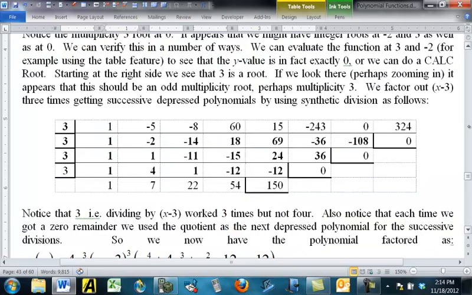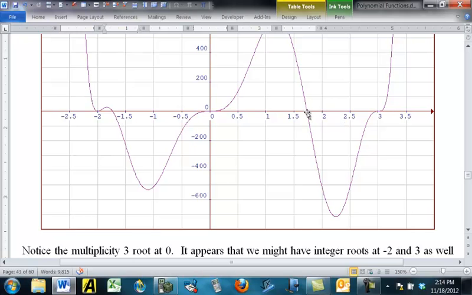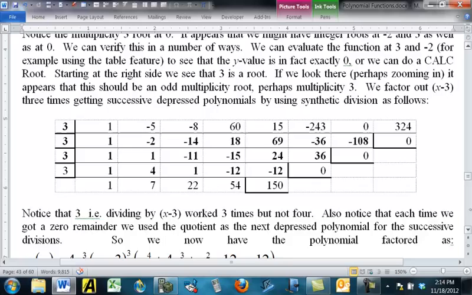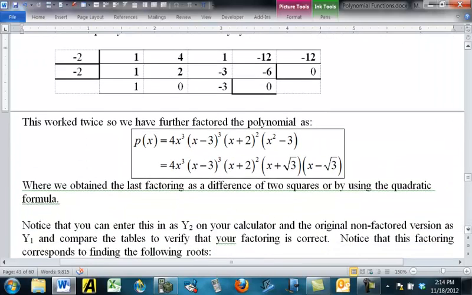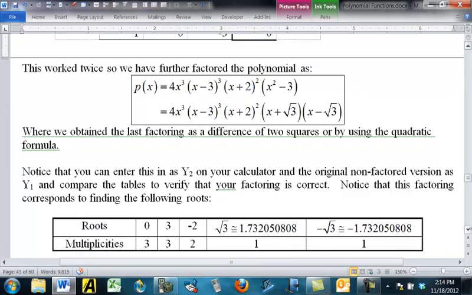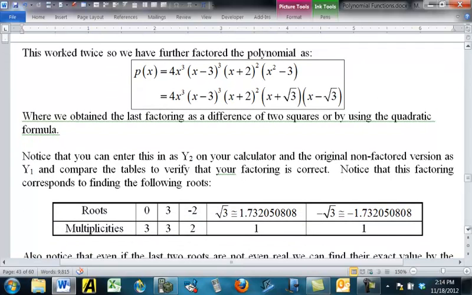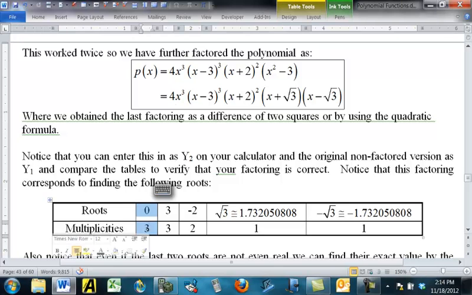So this one right here is square root of 3, and this one over here is minus square root of 3. And they're simple roots, multiplicity 1 roots. And so we have it factored. Okay, and so we can check that out. The factoring corresponds to the roots and multiplicities. 0 is a root of multiplicity 3, 3 is a root of multiplicity 3, negative 2 is a root of multiplicity 2, and square root of 3 and negative square root of 3 are both roots of multiplicity 1.